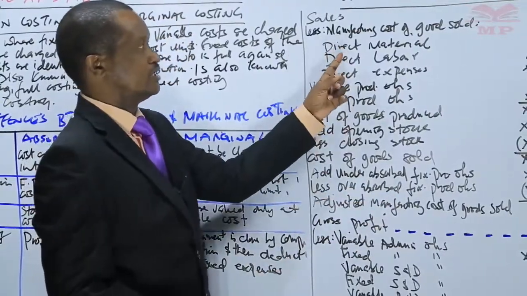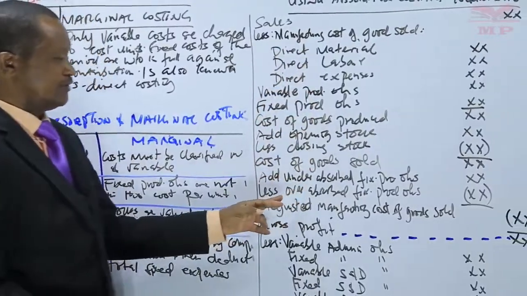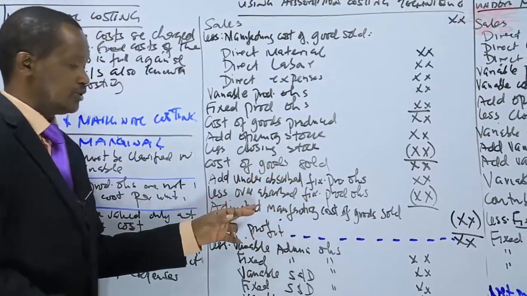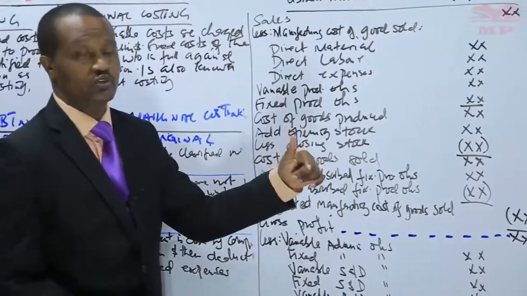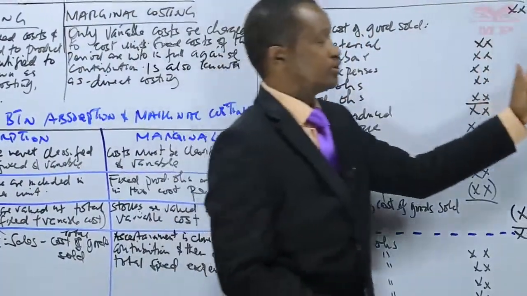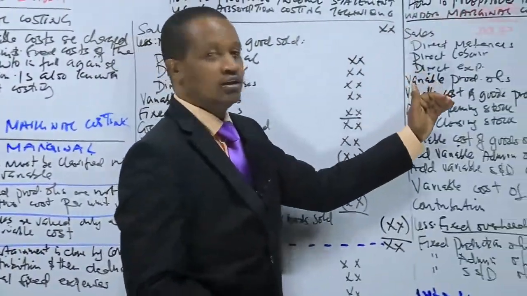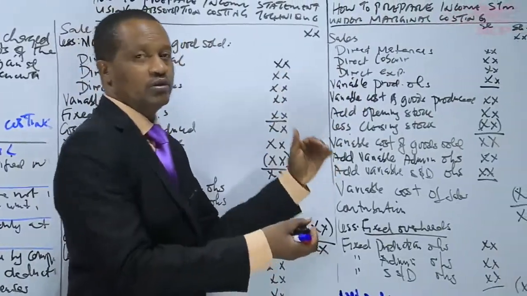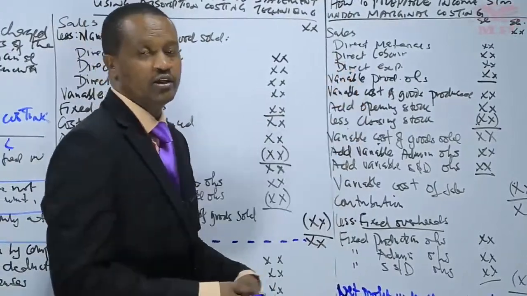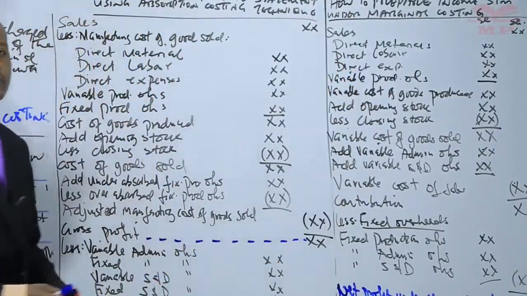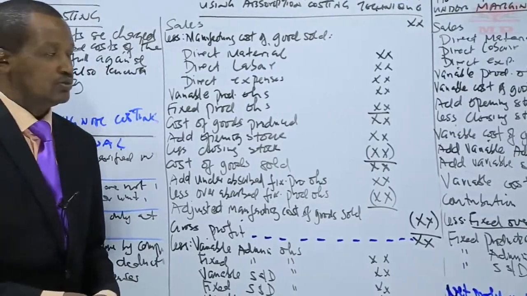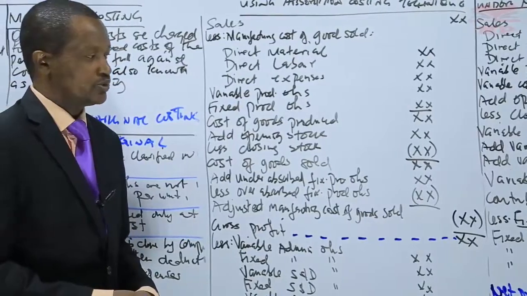Why is it that under absorption costing we may have over-absorption or under-absorption of fixed costs, yet in marginal costing we do not have such over or under absorption? Under marginal costing, over and under absorption does not arise, and that will be explained in our subsequent lesson.